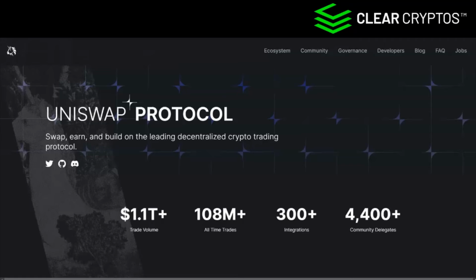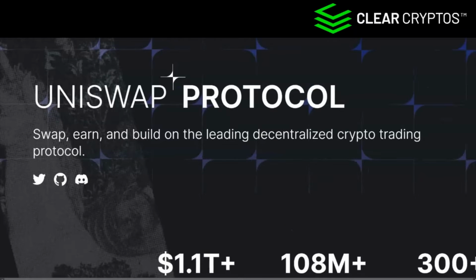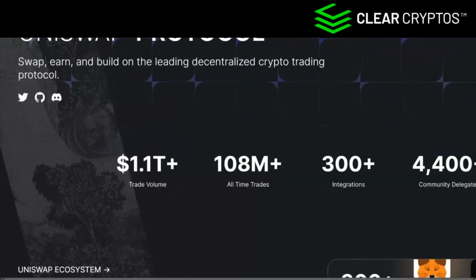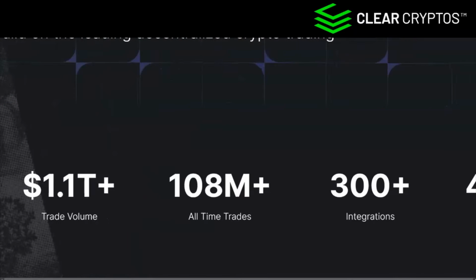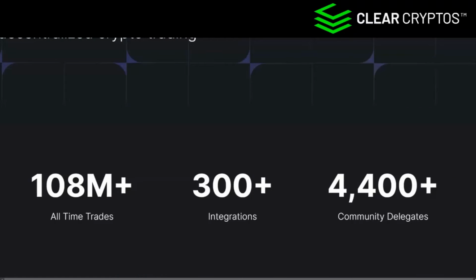Now, let me go ahead and take a look at more about the Uniswap protocol. Swap, earn, build on a leading decentralized crypto trading protocol. And check out some of these volume numbers here. Trade volume is this, all-time trades, integrations, and community delegates.